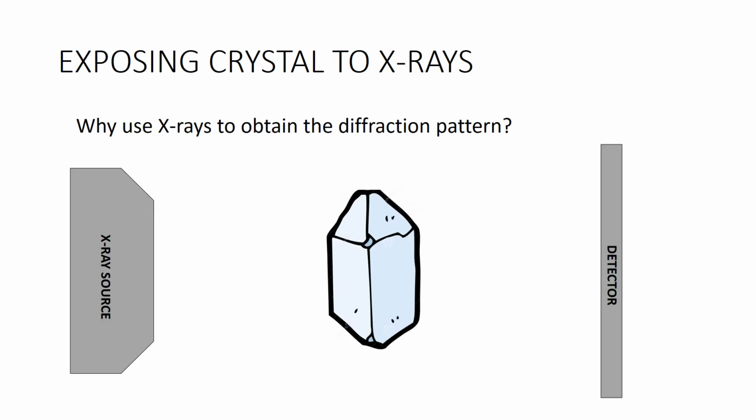X-rays are at about the same wavelength as a bond that is between two atoms, or about 1 angstrom. This makes X-rays the perfect source in order to obtain the molecular structure.